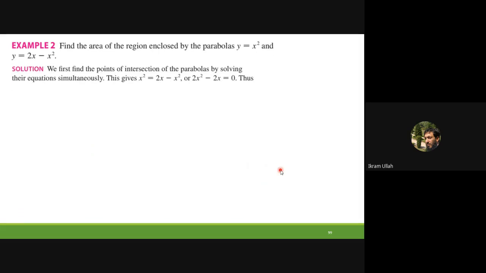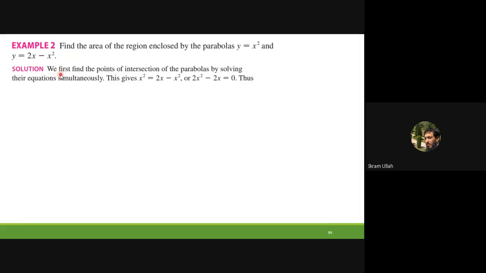For example, find the area of the region enclosed by the parabolas y is equal to x square and y is equal to 2x minus x square. Both of these are equations of parabolas because the highest degree of each equation is 2. Here you notice that there are no boundaries, no vertical lines x is equal to a and x is equal to b, because we need the lower limit and upper limit of the integral, a and b, to calculate the area.